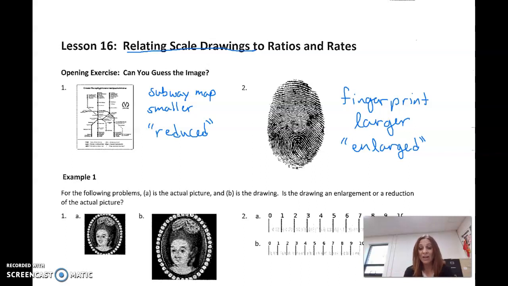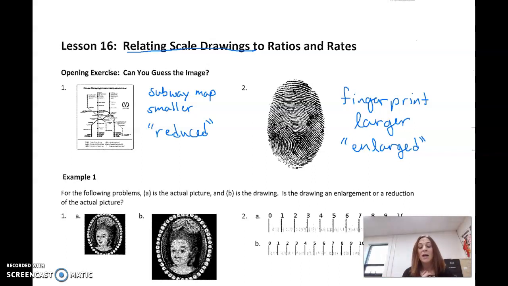If you ever held a map of Michigan, I know we don't have that stuff very much anymore because we have GPS. But you couldn't be driving along in your car and open up a map that was the size of the state of Michigan. So we have a smaller version of it, and it's scaled down, it's proportional. And when I bring in the word proportional, now we are dealing with what we've been dealing with. Same thing with fingerprints. This is a lot bigger. It's made bigger because it's hard to see.